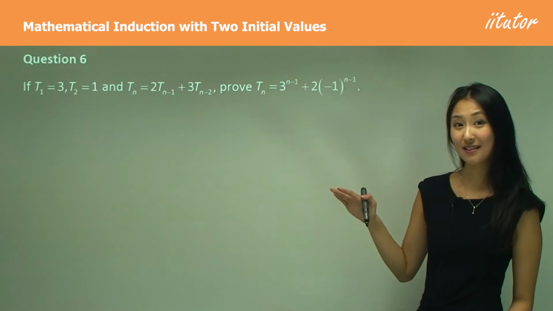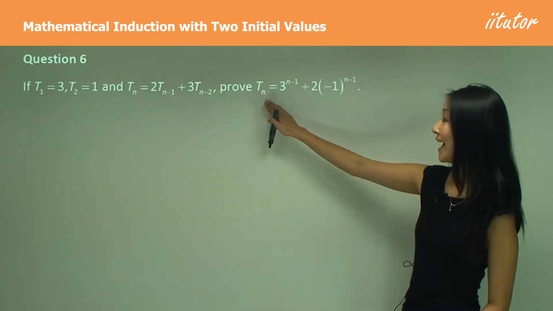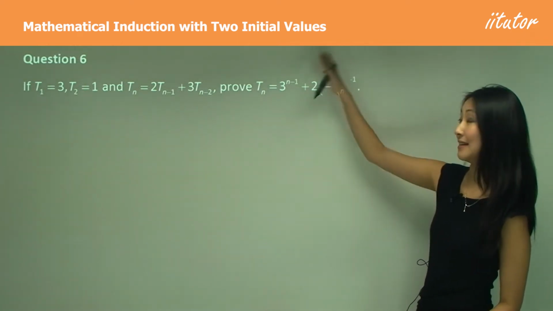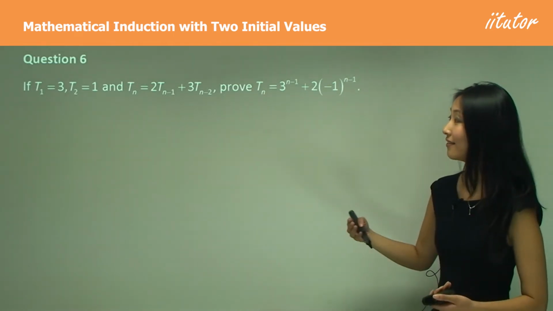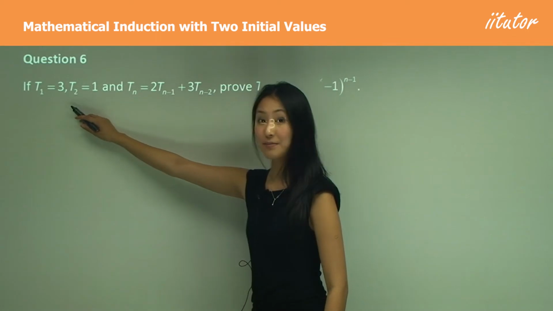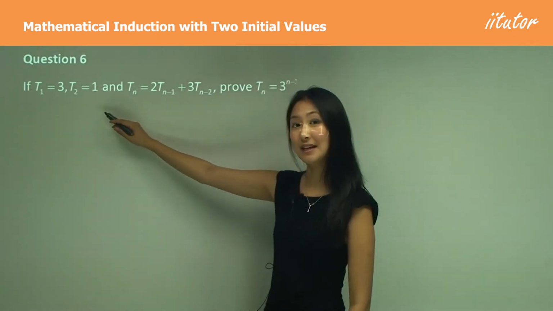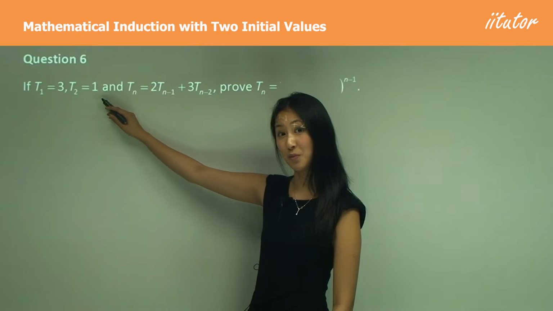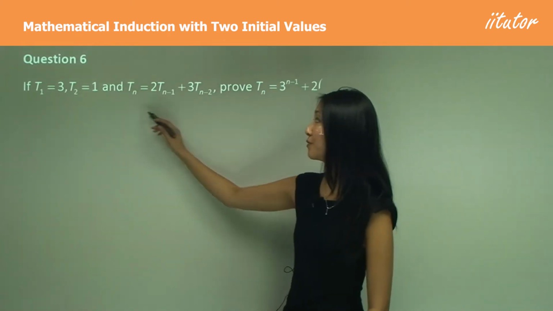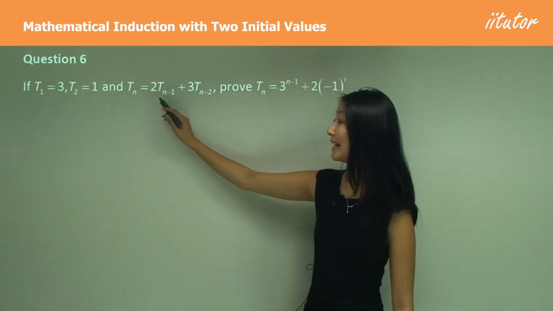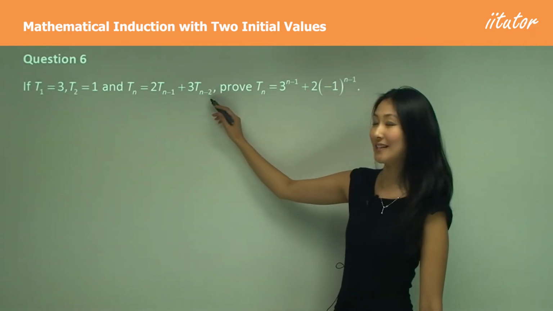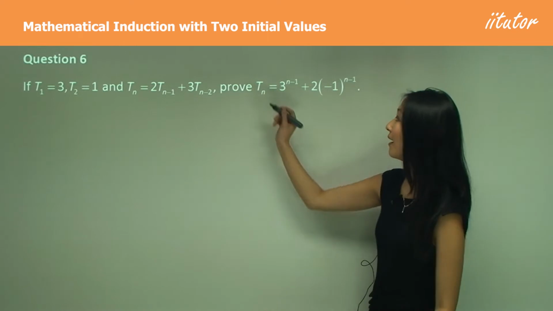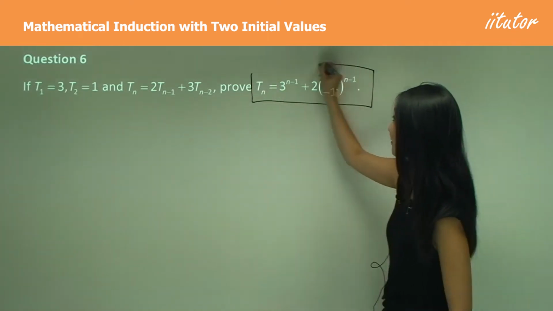So in question 6, we want to prove that Tn equals this. So this is what we want to prove. And we're given that the first term, T1 equals 3, and we're given that the second term equals 1. And also that the general formula is Tn equals 2 times Tn minus 1 plus 3 times Tn minus 2. But remember, this is what we're proving here.